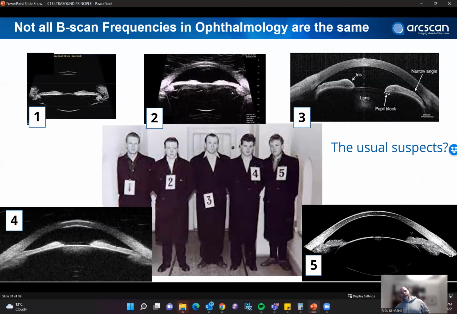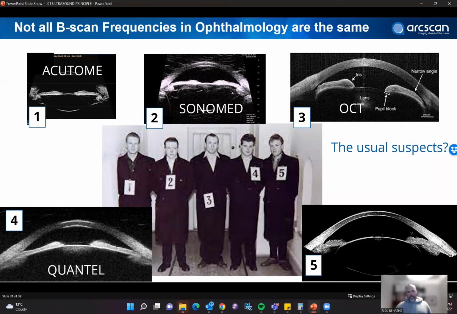So not all B scans are the same. I don't know who these guys are, but I thought it was really cool to find a list of suspects for the presentation. You have number 1, number 2, number 3, number 4, number 5. Who are those guys? You can see that you have Accutome here, you have Sonomed, you have the OCT, you have Quantel, and you have us.